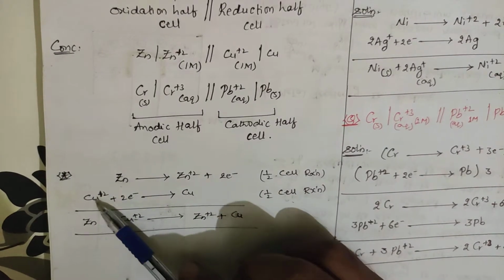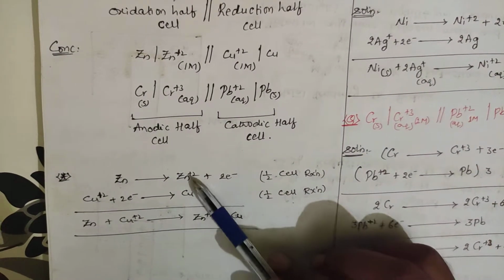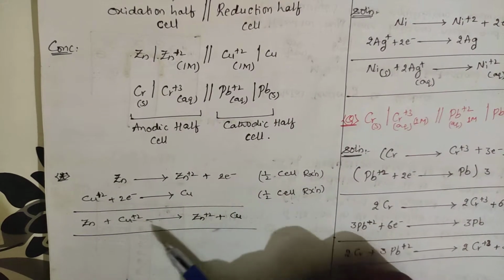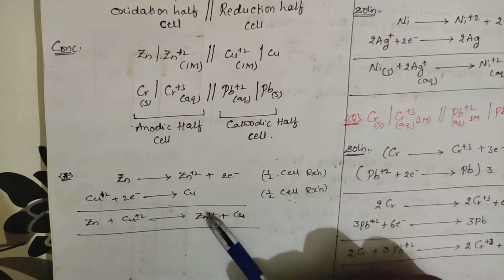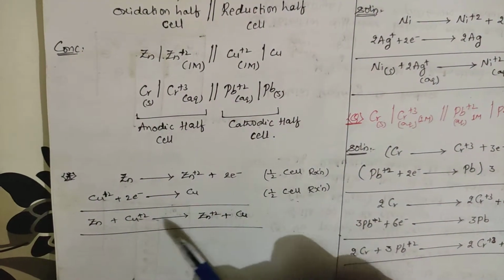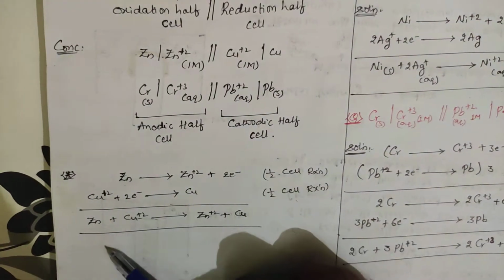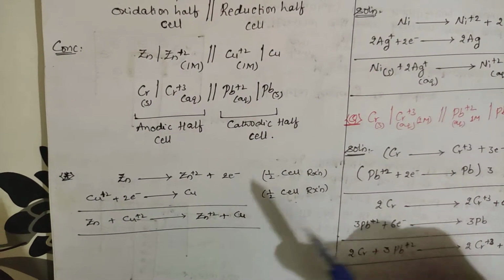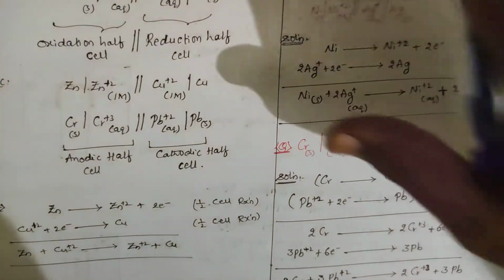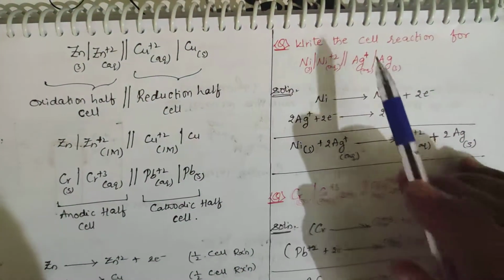Zinc plus copper plus 2 will be converted to Zn plus 2 plus copper. This representation, zinc converted to Zn plus 2, is what is represented here, and copper plus 2 converted to copper has also been represented. Zinc to Zn plus 2 is oxidation, copper plus 2 to copper is reduction. Okay, students, try to write the formula for this one.